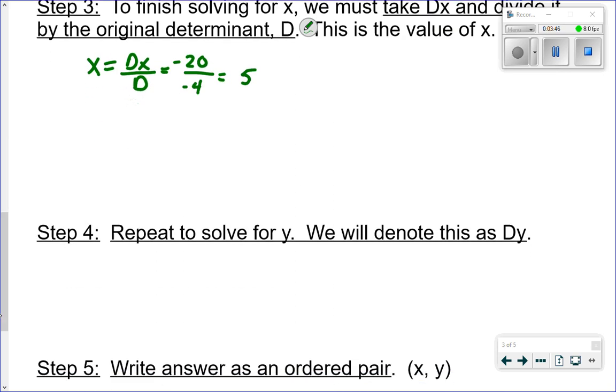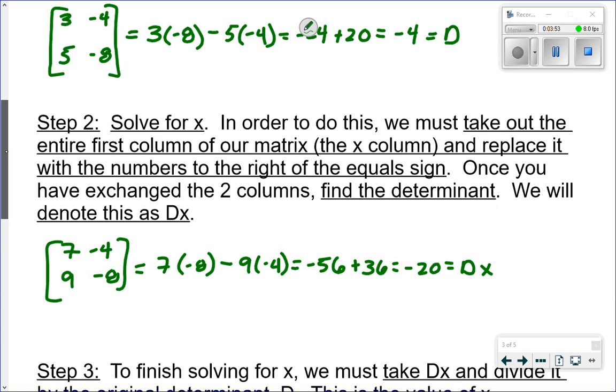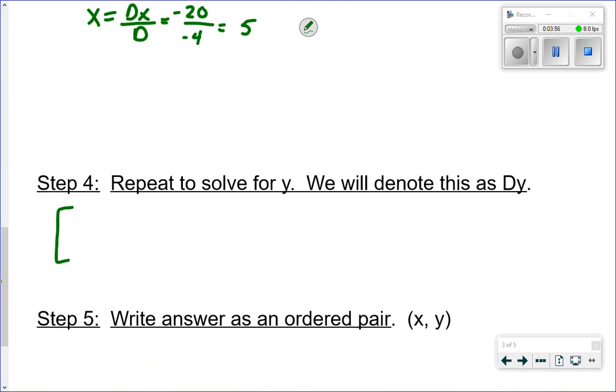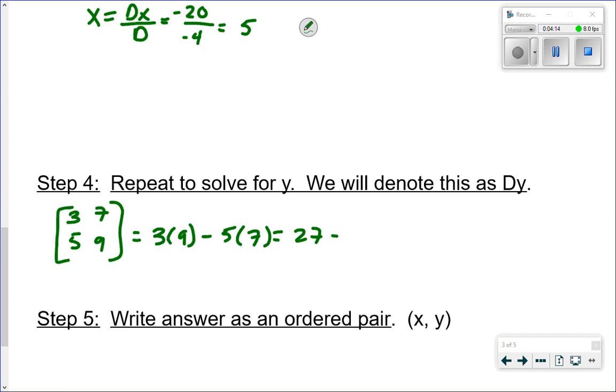Step 4 says repeat to solve for y. So I'm going to do the same process I just did, except this time I'm going to leave the x column alone. So 3 and 5. And I'm going to take out the y column and replace it with 7 and 9. And I'm going to find the determinant. 3 times 9 minus 5 times 7. 3 times 9 is 27. And -5 times 7 is -35. 27 minus 35 is -8. And this is going to be dy.